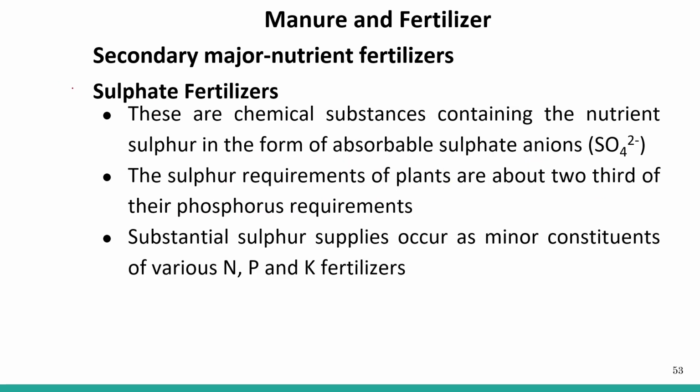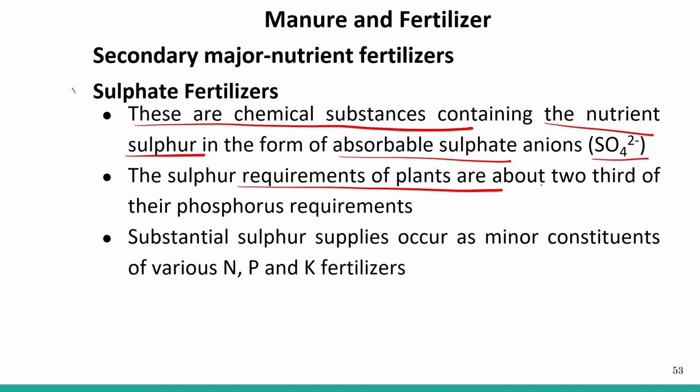Sulfate fertilizer. Next type is the sulfate fertilizer. These are the chemical substances containing the nutrient sulfur in the form of absorbable sulfate ion, that is SO4 2- ion. The sulfur requirement of the plants is about 2/3 of their phosphorus requirement. So phosphorus is the primary major nutrient that is required by the plant, and sulfur is required in about 2/3 of the amount required for phosphorus. So its requirement is quite less.